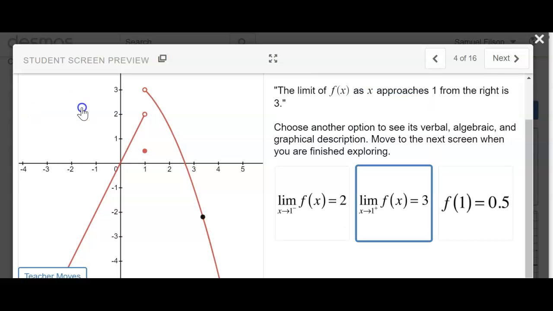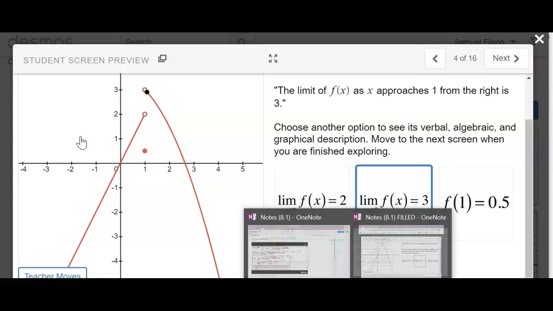Sweet. Let's talk about the limit as x approaches 1 from the right. Again, we don't care what's going on from the left now. We just are focused on what's happening from the right. And it looks like as x approaches 1, we are approaching a y value of 3. Because my two one-sided limits are not the same, that means that the general two-sided limit, the limit as x approaches 1, does not exist. It can't. They have to be the same. The one-sided limits have to be the same. That is the biggest thing about today, is the limit existence theorem.